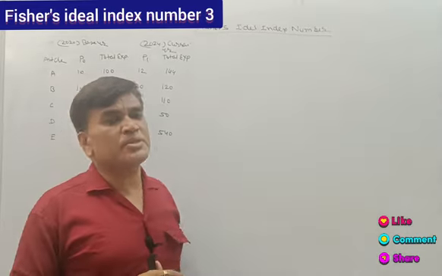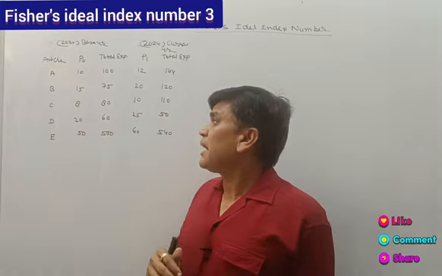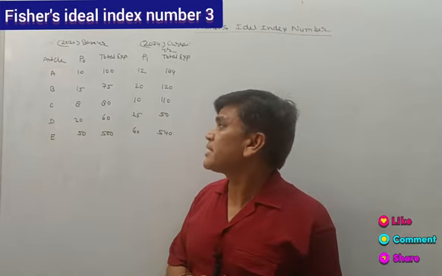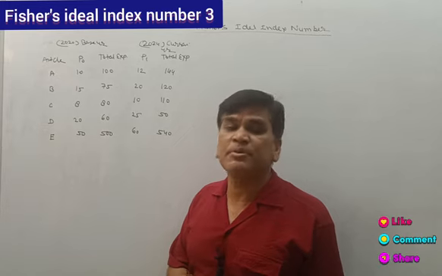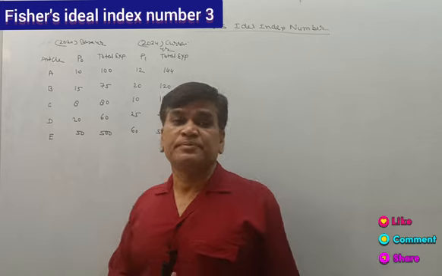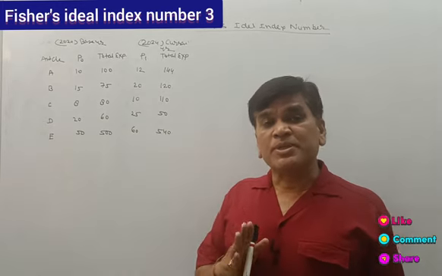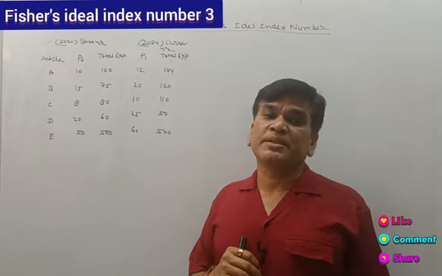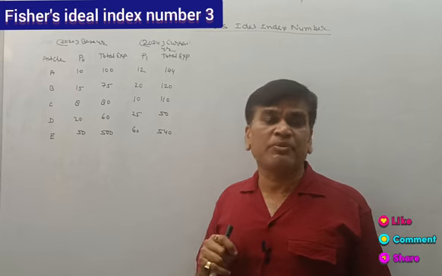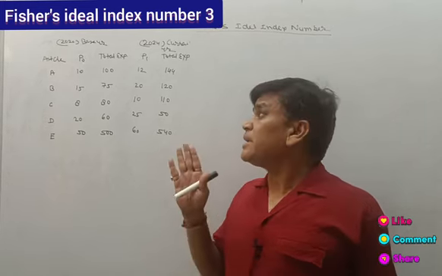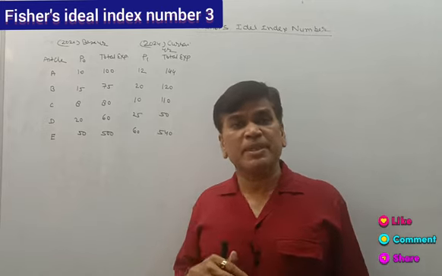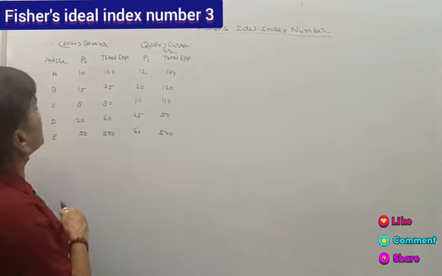The base year is 2020. The articles are A, B, C, D, E. The price of the base year is 10 rupees, 15 rupees, 8 rupees, 20 rupees and 50 rupees. Total expenditure is given. In the previous video, we discussed questions where P0, Q0, P1 and Q1 were given directly. But in this case, the price of the base year and the total expenditure are given. So we should be careful.